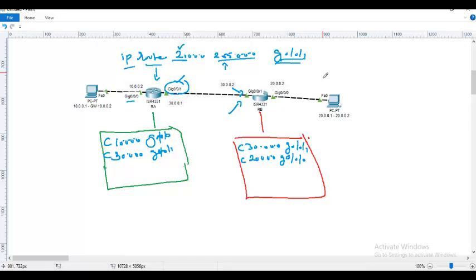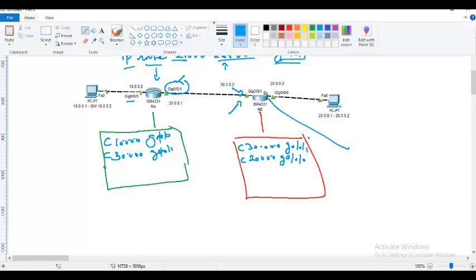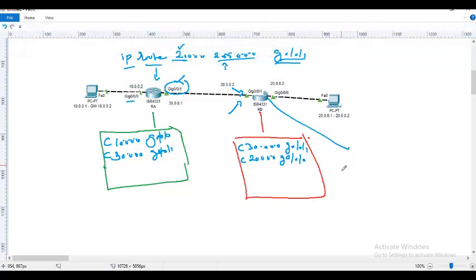I'll go to this router and I'll say IP route, all the 10 network traffic, and I know the IP address of the next router. What is the IP address of the next router? 3000. So on one side you can give an IP address, on the other side you can give the interface that is allowed.